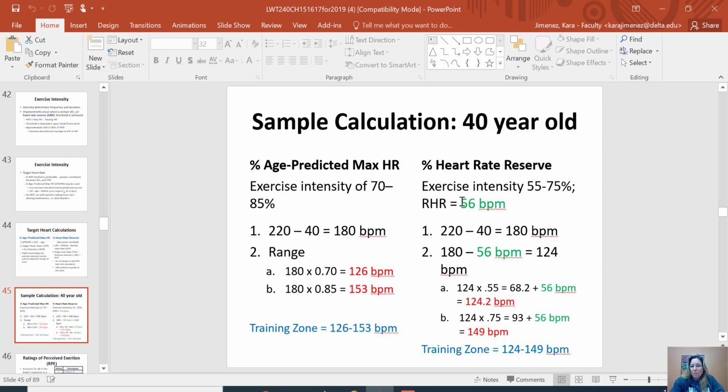So just a couple different formulas or equations that we gave you here. You can see for age predicted max heart rate, recommended percentages are 70 to 85%. So if we took a 40-year-old, their recommended range for heart rate is 126 to 153 beats per minute for their training zone. For heart rate reserve, using the Karvonen, remember the recommended range is anywhere from 50 or 55% to 80%. So in here, we just showed a 55 to 75% range, and their target zone is 124 to 149 beats per minute.